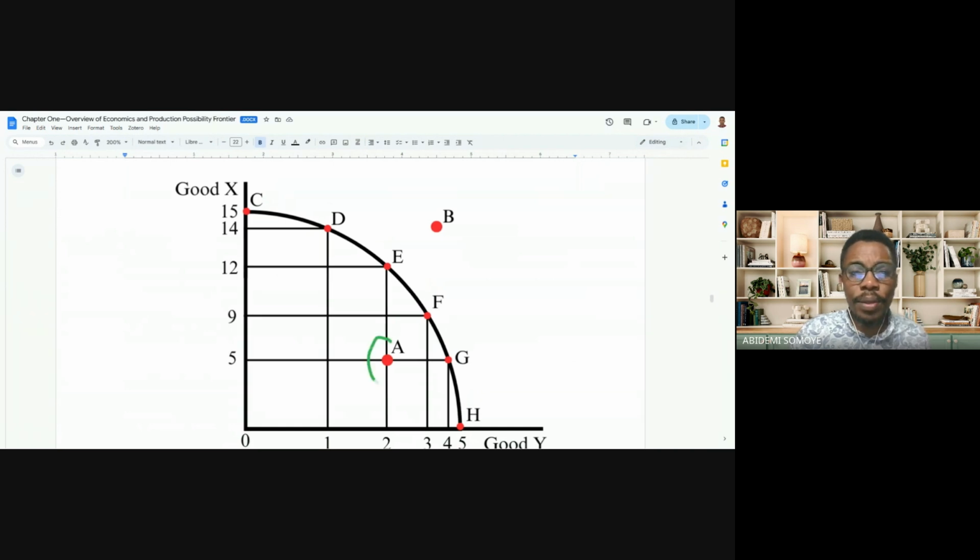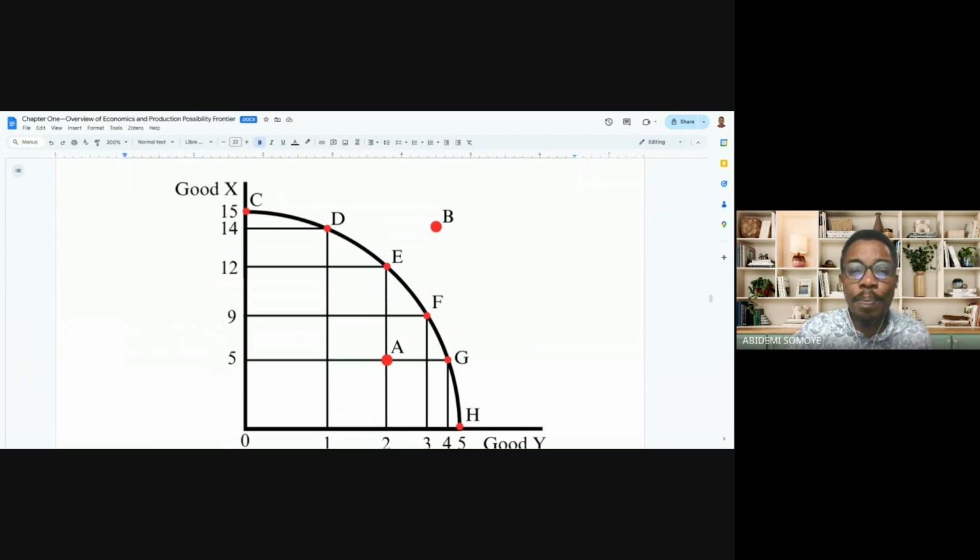All right. What about A? A means that the country is productively inefficient. For example, let's say good X is airplanes and good Y is cars. If the country produces 2 cars, that country is expected to be producing 12 airplanes, because this is where the point is. But guess what? The country is producing 2 cars and only 5 airplanes. It means that the country still has resources that have not been used up.